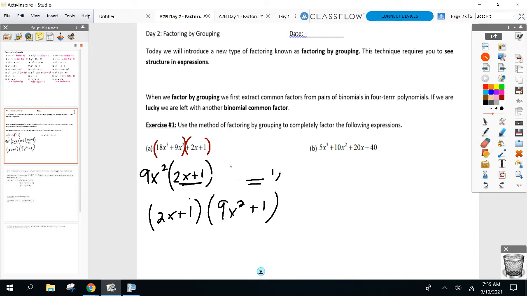So let me get rid of this part right here. So you're good there. You understand how I took out a 9x squared as a GCF and I was left with 2x plus 1 from this parenthesis, right? Okay, now I'm going to ask you to take out a GCF here.